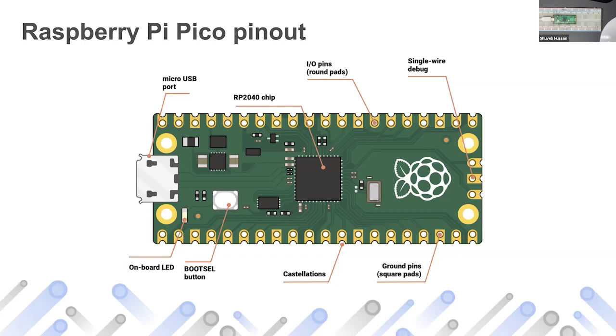And of course, there's a boot select button, which allows you to put the chip into a special mode. I'll talk about that a little bit later. And there's an onboard LED as well. For example, if you look at the camera feed, there's an LED near the micro USB port. Don't worry about that, we'll see it in just a bit. Of course, there's a bunch of pins. These pins are numbered 1 through 40. We'll talk about that as well in just a bit.